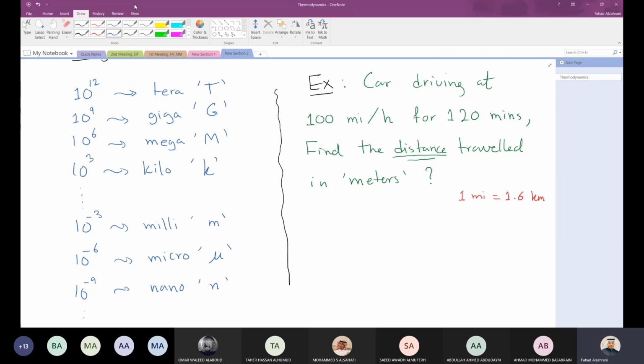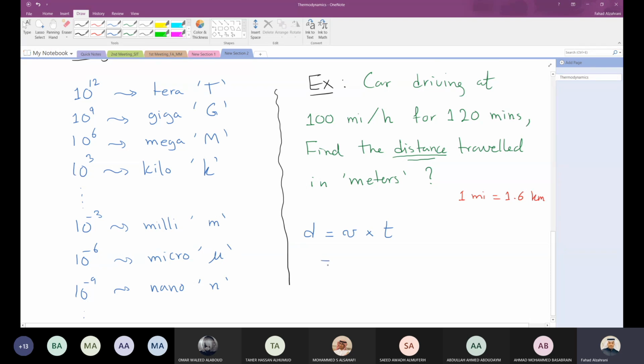This procedure is what we call unit cancellation. What is unit cancellation? Simply, we try to cancel units that we do not desire. First of all, when we read the question, we know that the answer is basically distance equals velocity times time. Right? This is a basic equation.